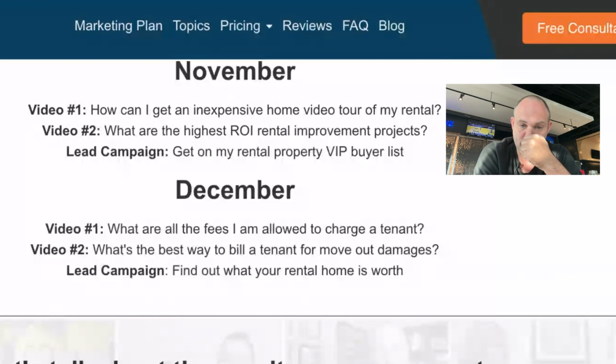All right. Next topic. What's the best way to bill a tenant for move-out damages? This is a big one. Tenant damaged the property. What are you allowed to charge back? What does the state allow? How do you do it? How do you handle the refund of a deposit?